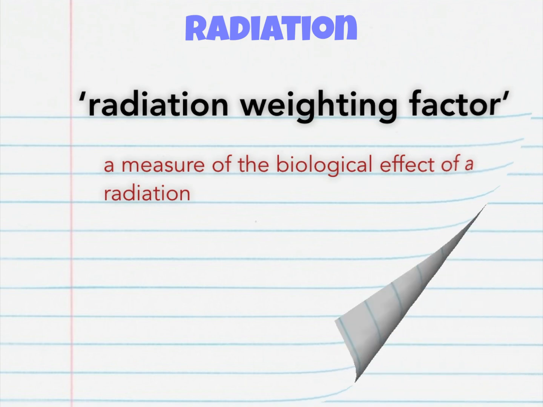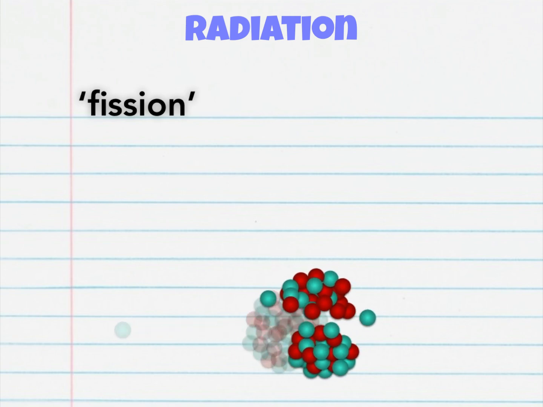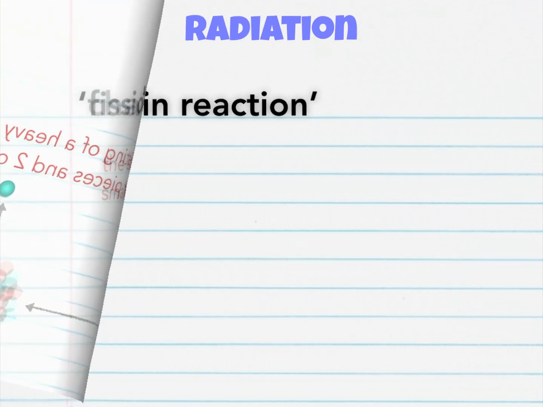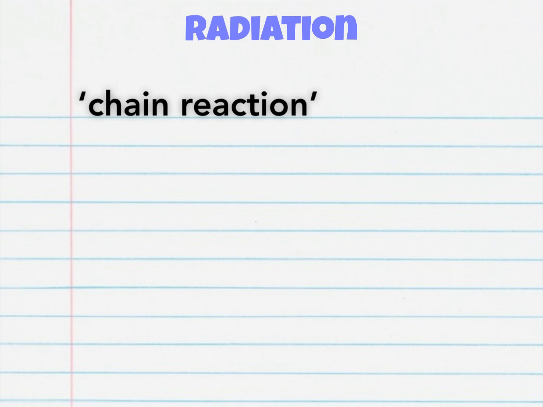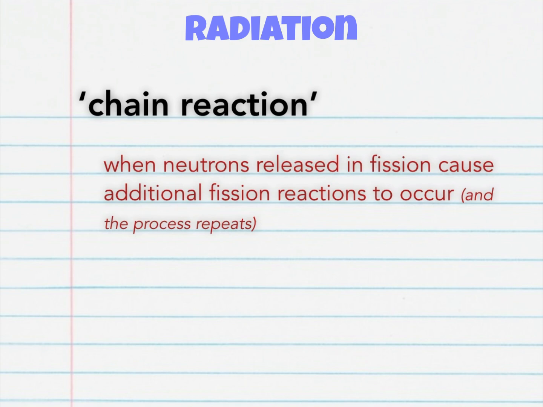Next up, it's fission. Maybe the animation will help us remember this one. Fission is the splitting of a heavy nucleus into two smaller pieces, and 2 or 3 neutrons. Now, I know what you're thinking at this point. What would happen if each of those neutrons emitted in the fission reaction goes on to cause further fission reactions? Well, in that case, we'd have a chain reaction. A chain reaction is when neutrons released in fission cause additional fission reactions to occur, and so on, and so on, and so on.